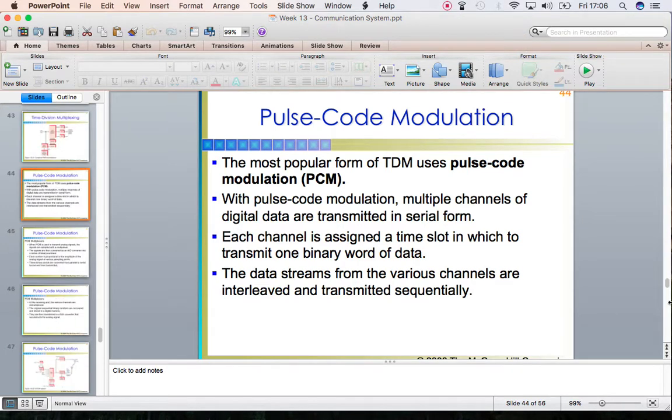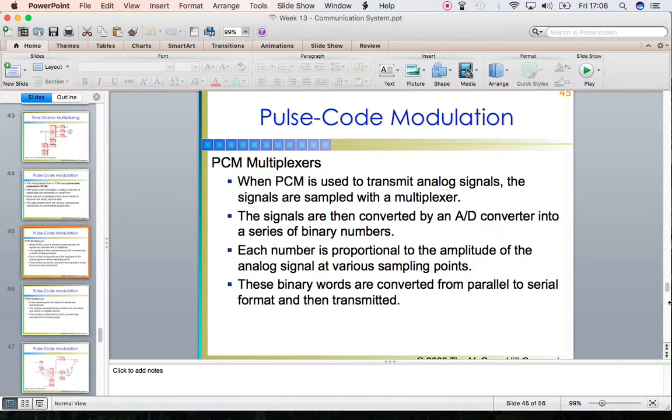The most popular form of TDM uses pulse code modulation. With this modulation, multiple channels of digital data are transmitted in serial form. Each channel is assigned a time slot in which to transmit one binary word of data, and the data streams from the various channels are interleaved and transmitted sequentially.